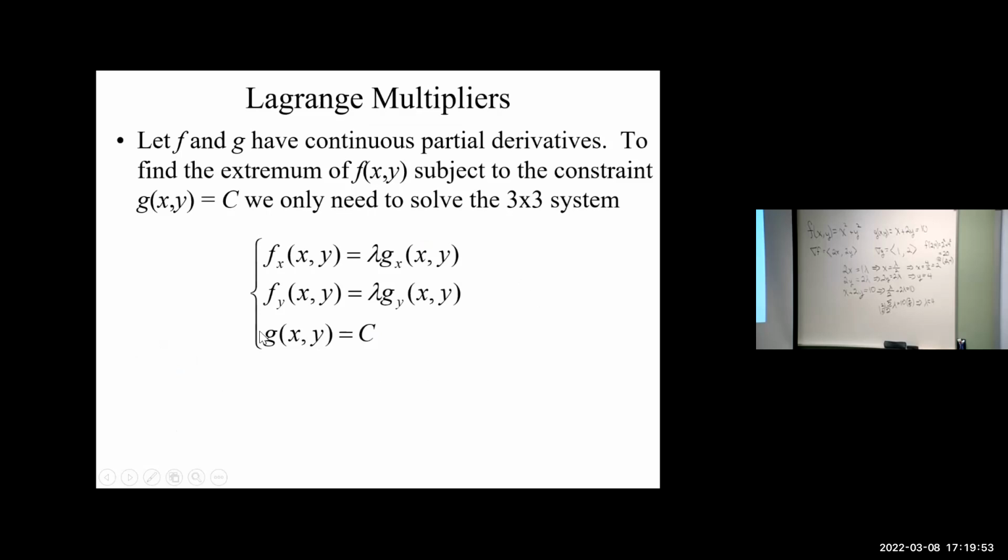It's a 3x3 system if it's a function of two variables. It's a 4x4 system if it's a function of three variables. That little guy lambda is called the Lagrange multiplier. Remember, we're always putting lambda on the side of our constraint equation.